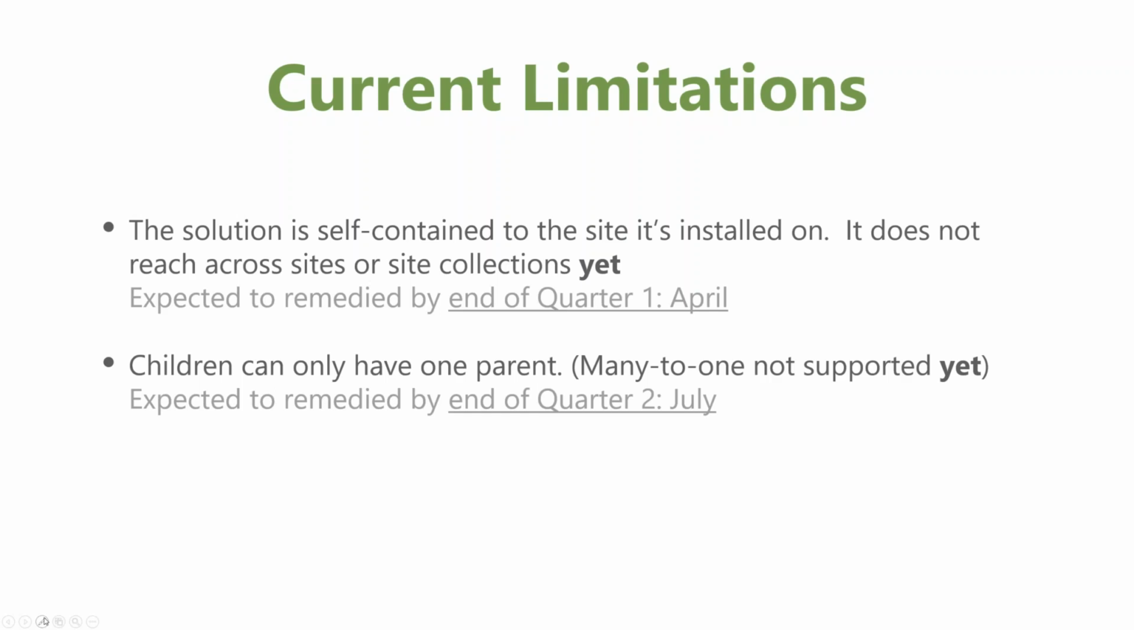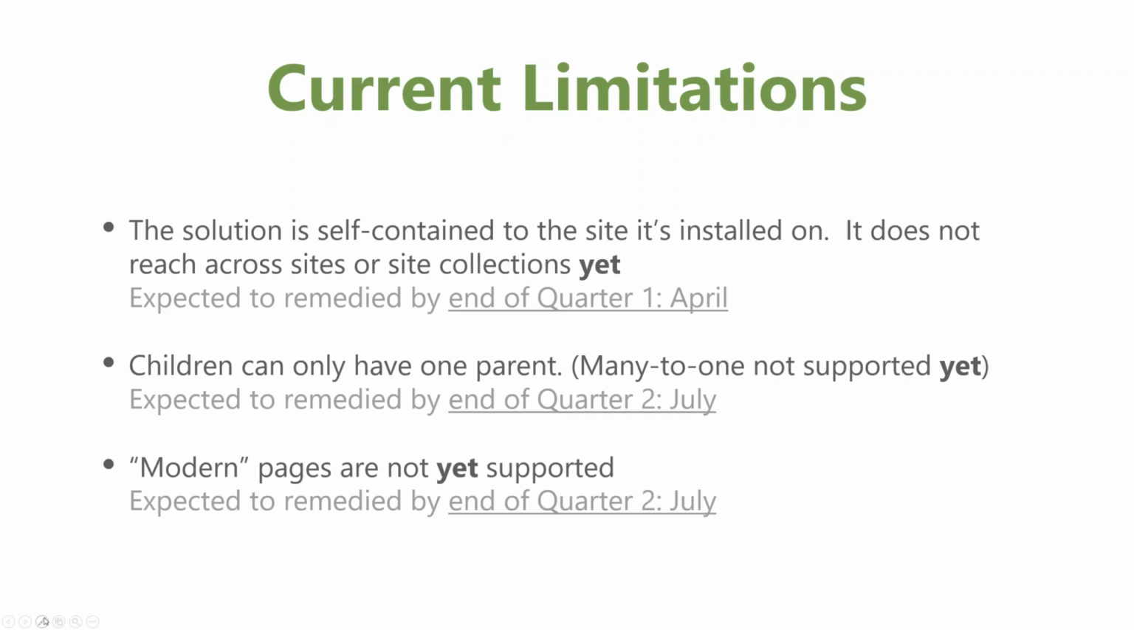So children can only have one parent. So currently there is a many to one, which is not supported yet. Expected to be remedied by the end of Q2, sometime around July, to where we can have those stronger, bigger, deeper relationships. Modern Pages not yet supported, like I talked about, so we are working on that. We also are looking at July to be able to remedy that, or come up with a solution for that.